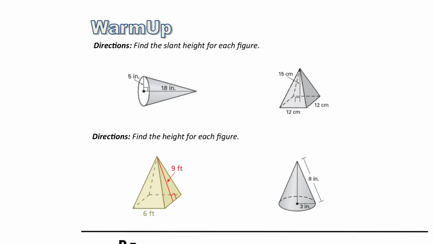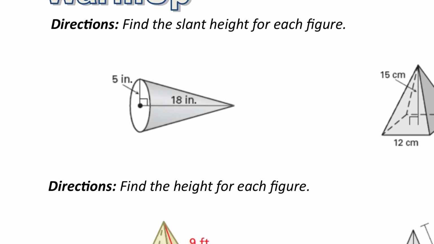All right, so on our warm up, we're looking for the first two. We're looking for the slant height right here. So how are we going to set that up in the Pythagorean theorem?